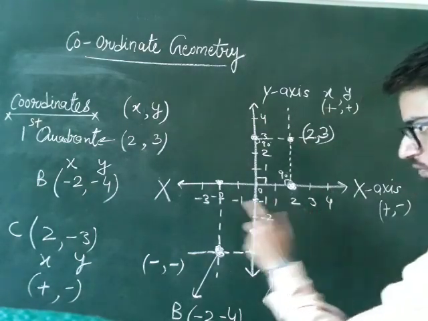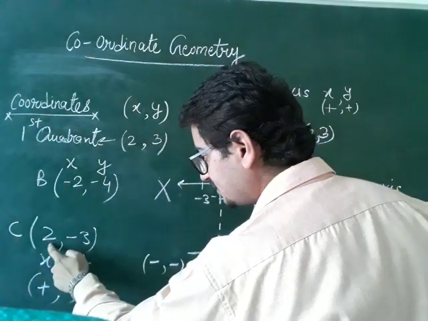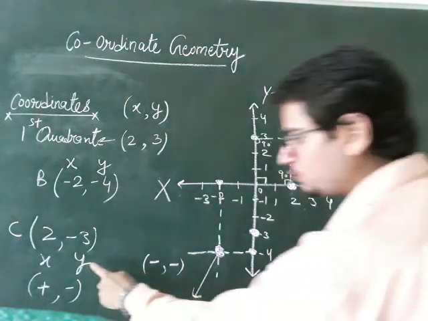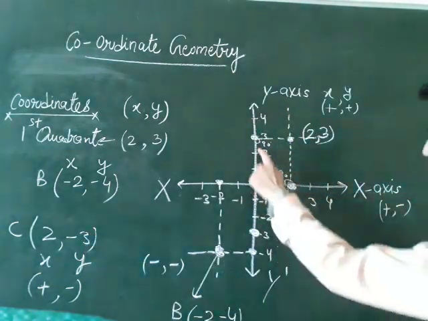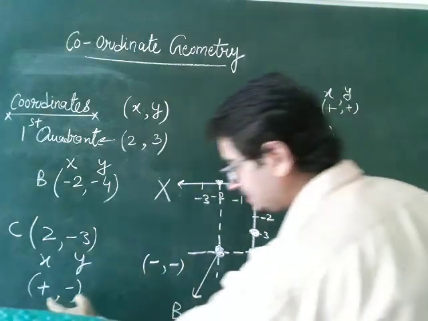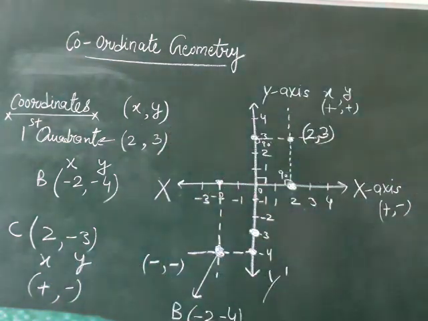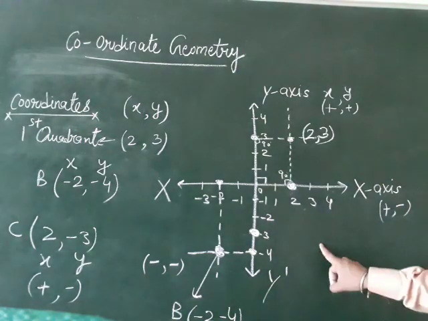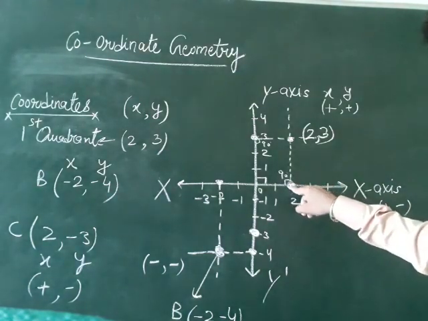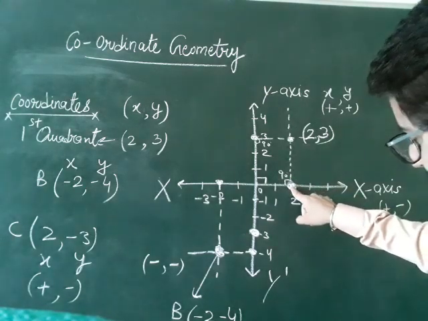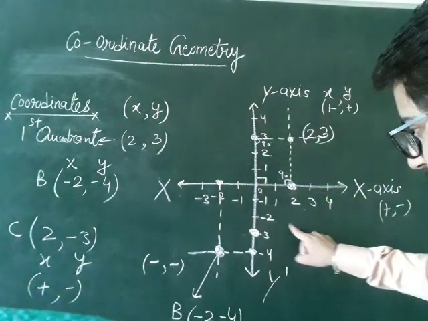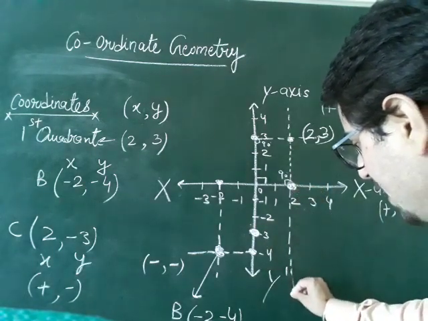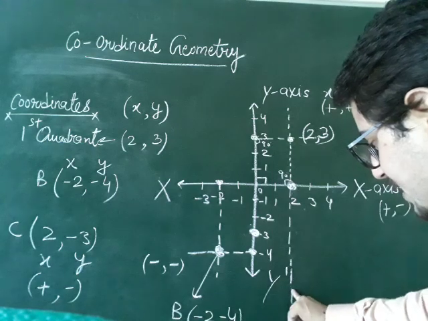This is your +2. According to point C, x is equal to +2, +2 is here, and y is -3, y is -3 is here and the sign is plus minus, and according to the sign rule plus minus will always be found in the fourth quadrant. Therefore we will draw a perpendicular line from this point and that line should be parallel to this y-axis like that. ये लाइन y-axis के parallel होनी चाहिए.